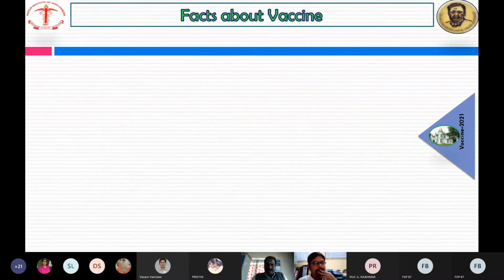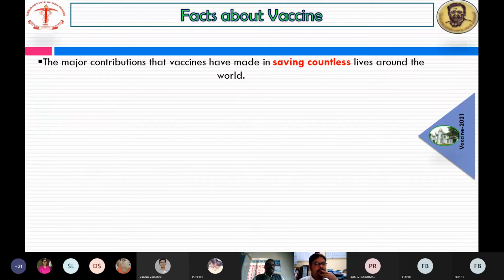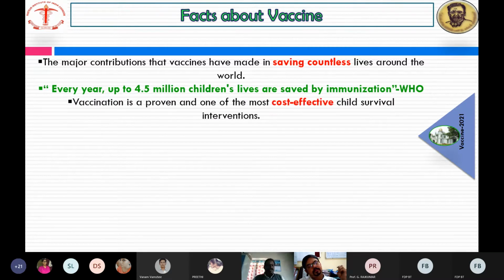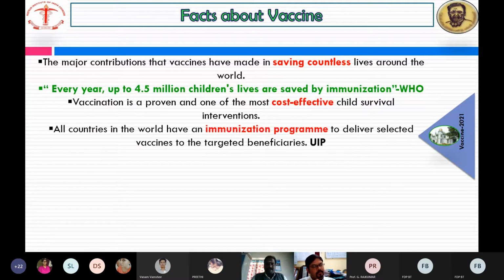Coming to this slide, what are the facts involved about vaccines? The major contributions that vaccines have made in saving countless, infinite lives around the world. Every year, up to 4.5 million children's lives are saved by immunization, as per the World Health Organization. Vaccination is a proven and one of the most cost-effective child survival interventions.